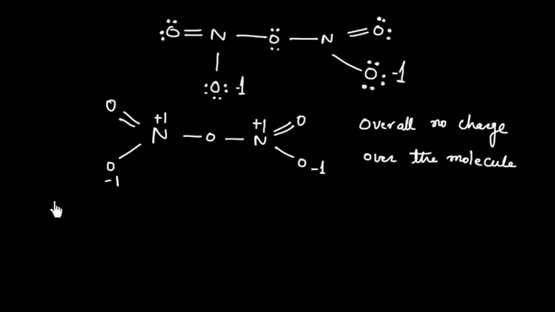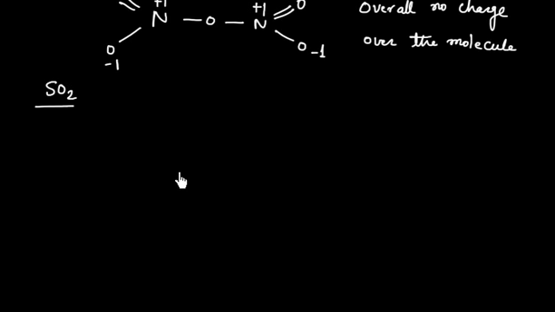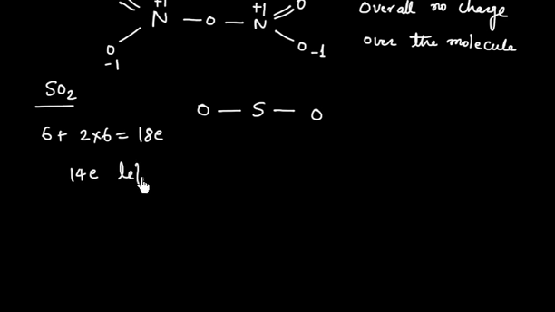Let us write the Lewis-Dot structure for SO2. Sulfur is here, oxygen is here, oxygen is here. So we can form one bond each. Sulfur 6 plus oxygen 2 into 6, so we have 12 plus 6, 18 electrons. We have used only 4, so we have 14 electrons left.